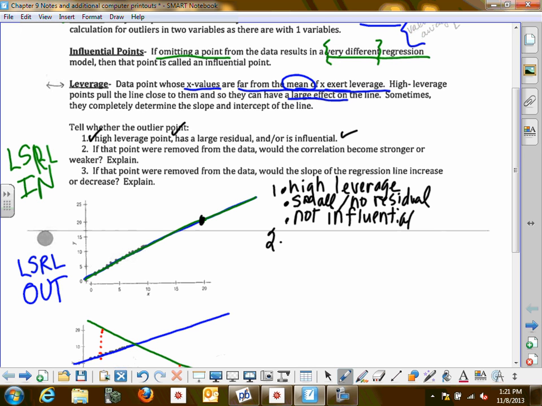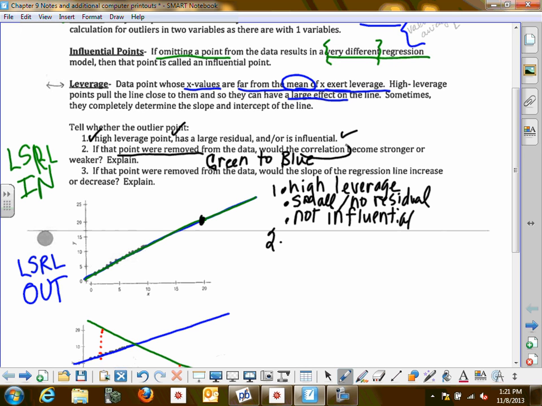Number 2. Now, I'm going to have to demonstrate this one. This one actually is a little more counterintuitive, so it doesn't seem to make sense with common sense. So let's talk about it. Number 2 questions are this. If you remove the point, that means you're going from green, in my case, I'm going from green to blue. I'm going from in the data to out of the data.